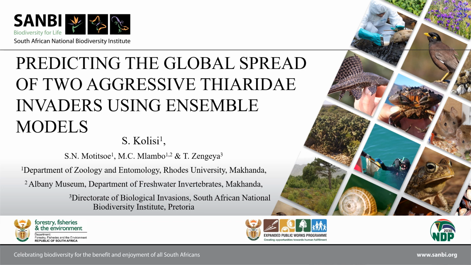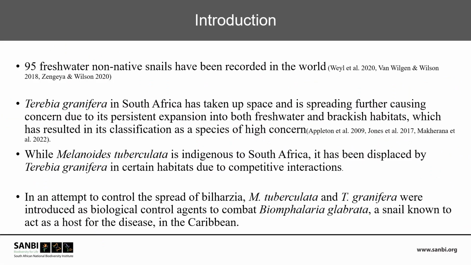And I'll be taking you through my project, which is predicting the global spread of two aggressive Thiaridae invaders using ensemble models. There are 95 freshwater non-native snails that have been recorded in the world. Tarebia in South Africa has taken up space and is spreading, causing concern due to its persistent expansion into both freshwater and brackish habitats, which has resulted in its classification as a species of high concern.